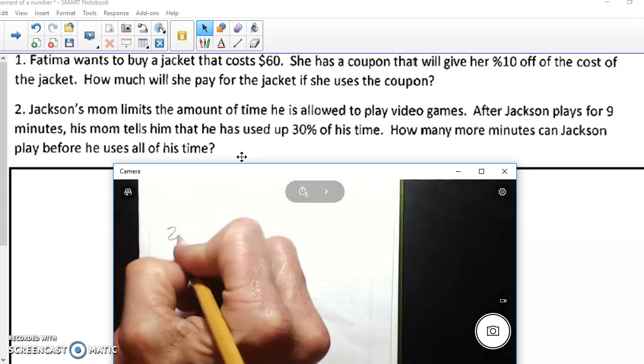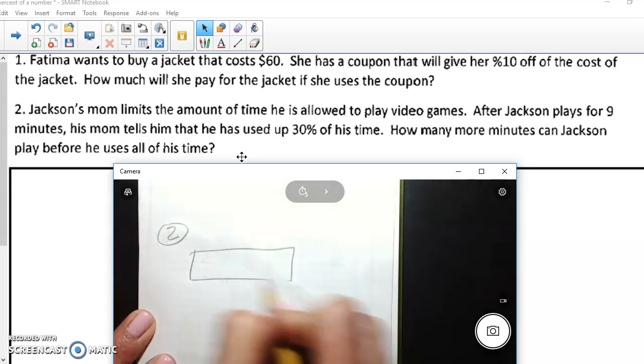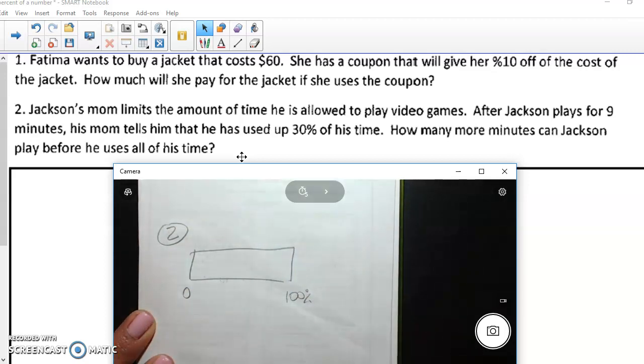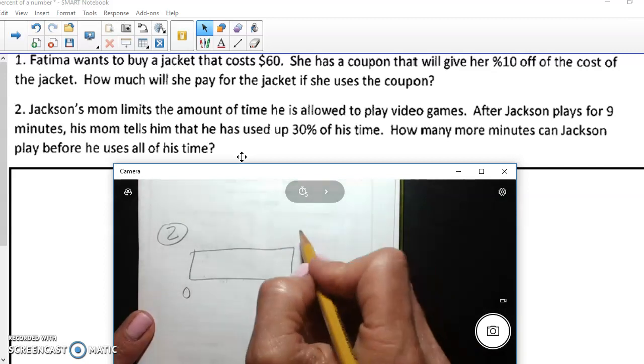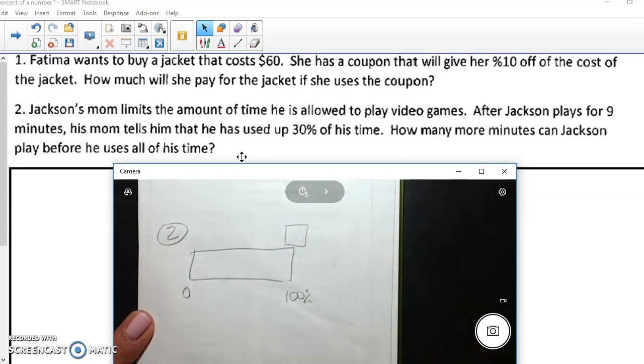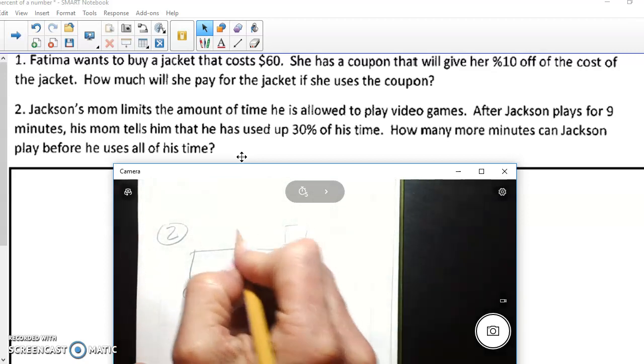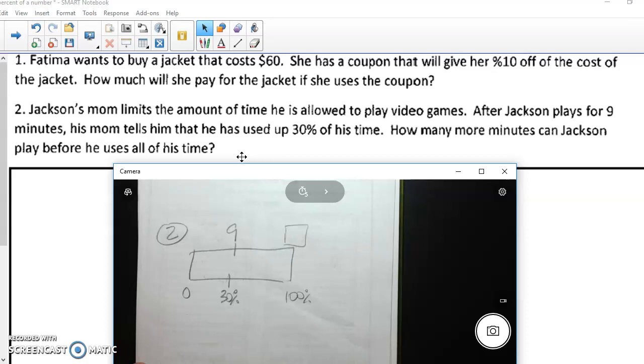Okay, so this is number 2. We're going to draw a percent box again. We're always going to start from 0 to 100. And we know that he only has a certain amount of time he can play, but we don't know what that is. That's what we're going to try to find in the end. But we do know that Jackson plays for 9 minutes, and that is 30%. So 30% is 9 minutes of his play time for video games.